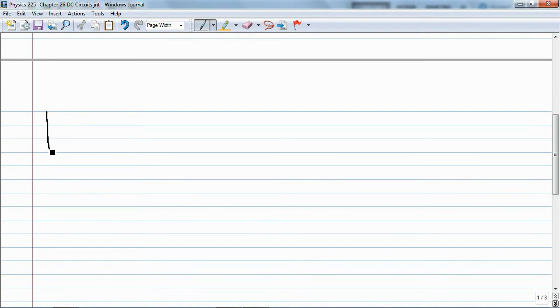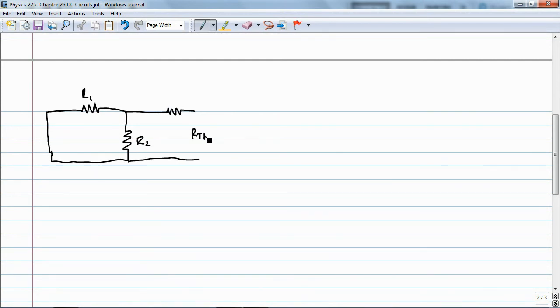the configuration of R1, R2, and R3. And we need to measure the resistance where the capacitor used to be. Well, this is the R Thevenin.